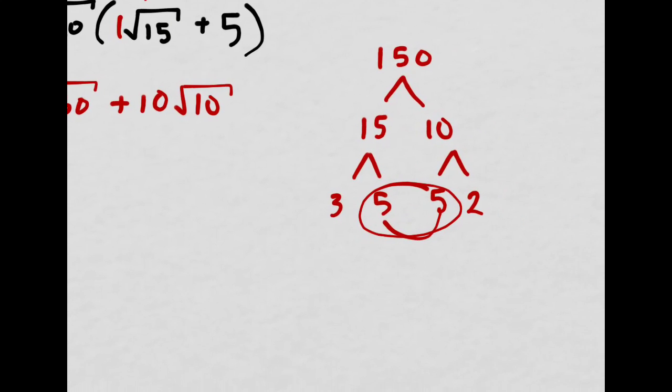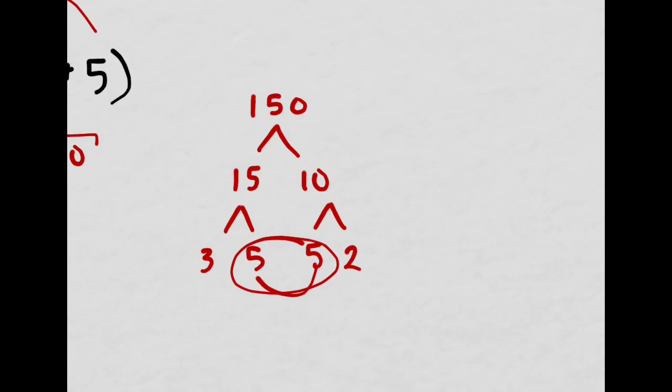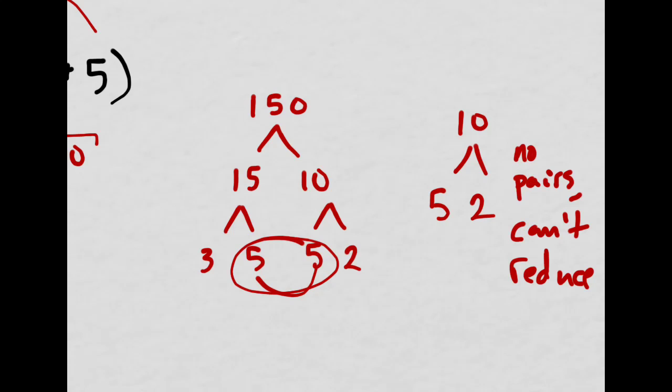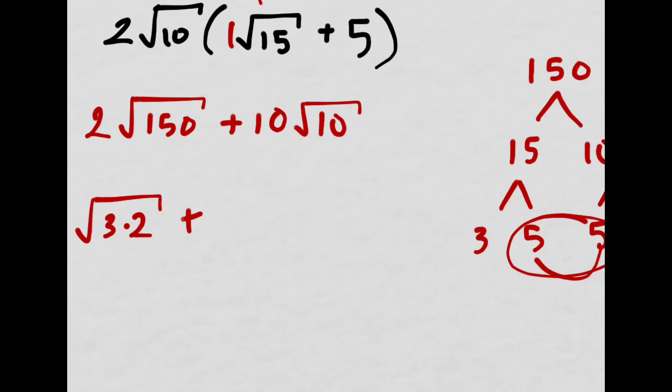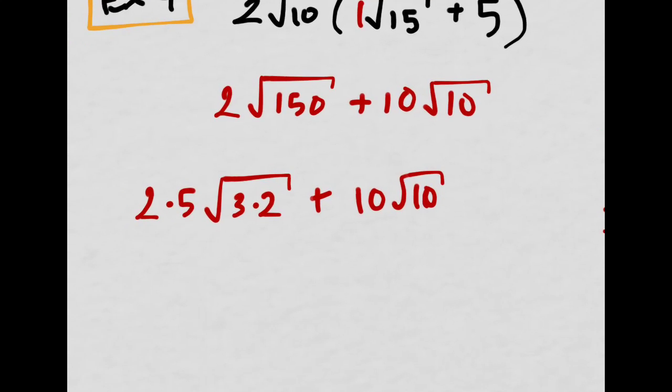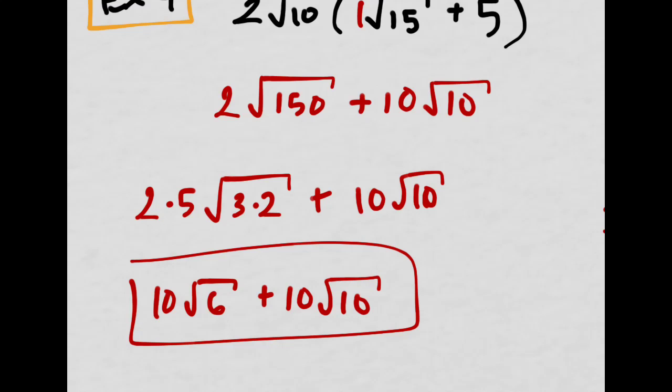And then 10, can I reduce that? 10, that's just 5 and 2. No pairs. So I can't reduce that. So this is just 10 root 10. And what do I have here? I'm multiplying. That'd be 10 root 6 plus 10 root 10. And that's all I got.